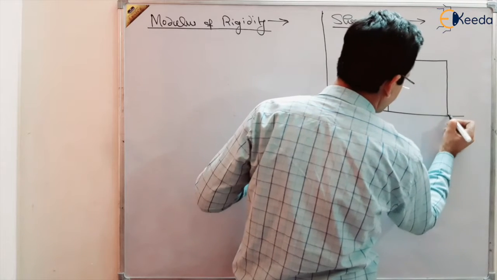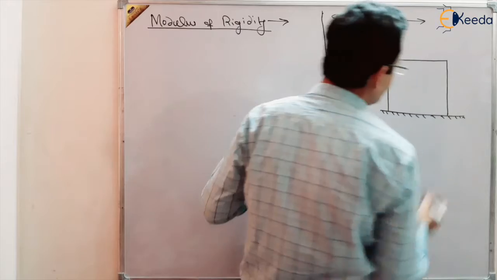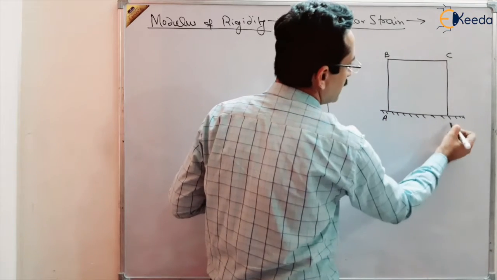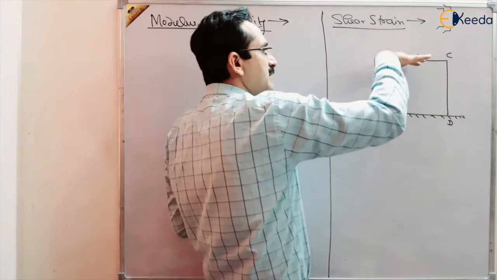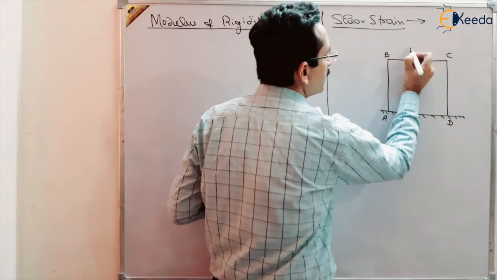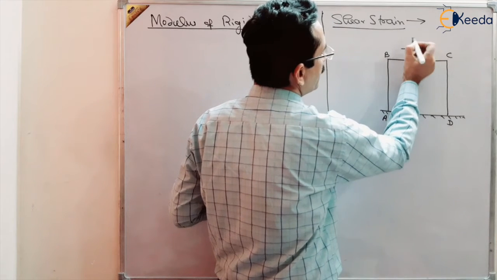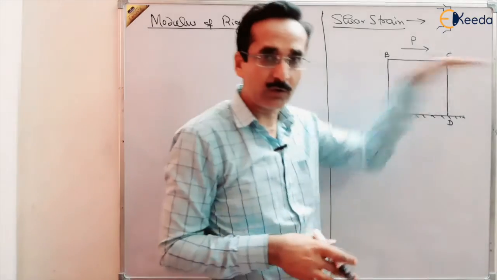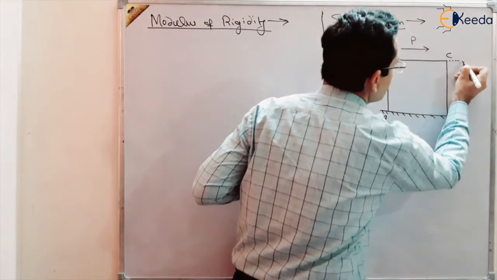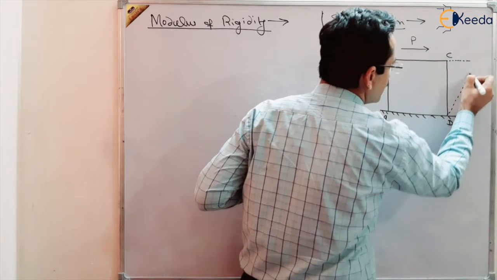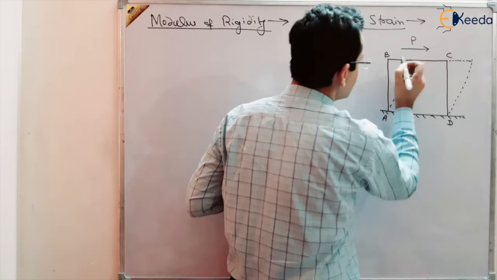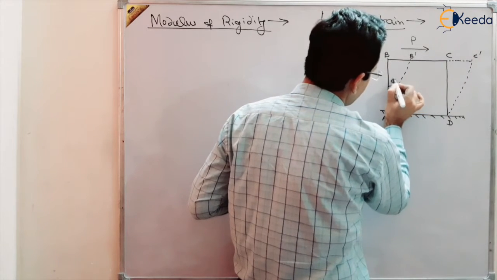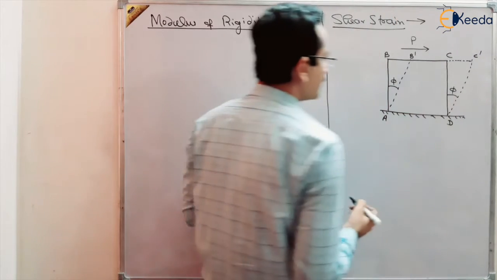Suppose this block is A, B, C and D, and we have applied a force on a shear axis, or parallel axis, of this. Suppose here some force P is applied, and due to this force this side BC will shear off, right? And there will be some change in dimensions of this side, like this. B becomes B dash, C becomes C dash, and this angle is phi. Is it okay?